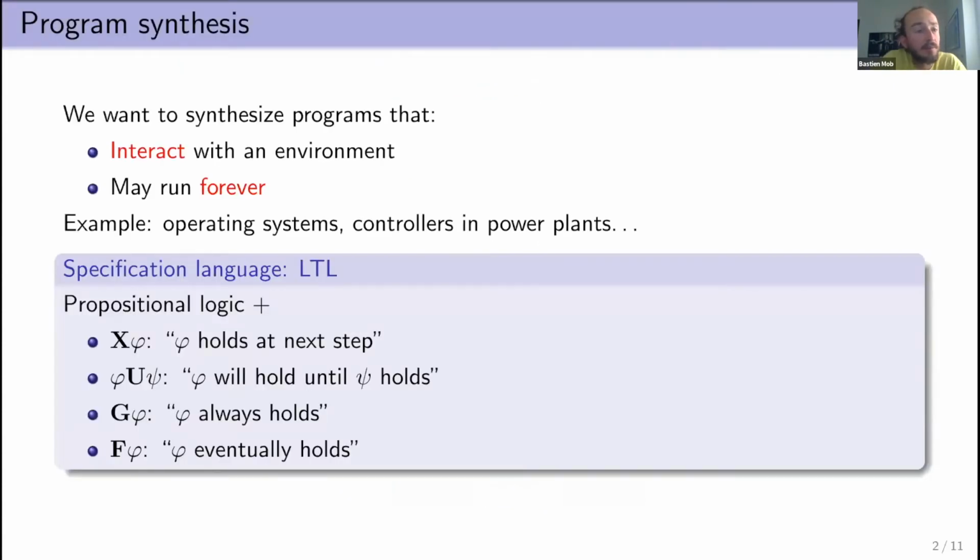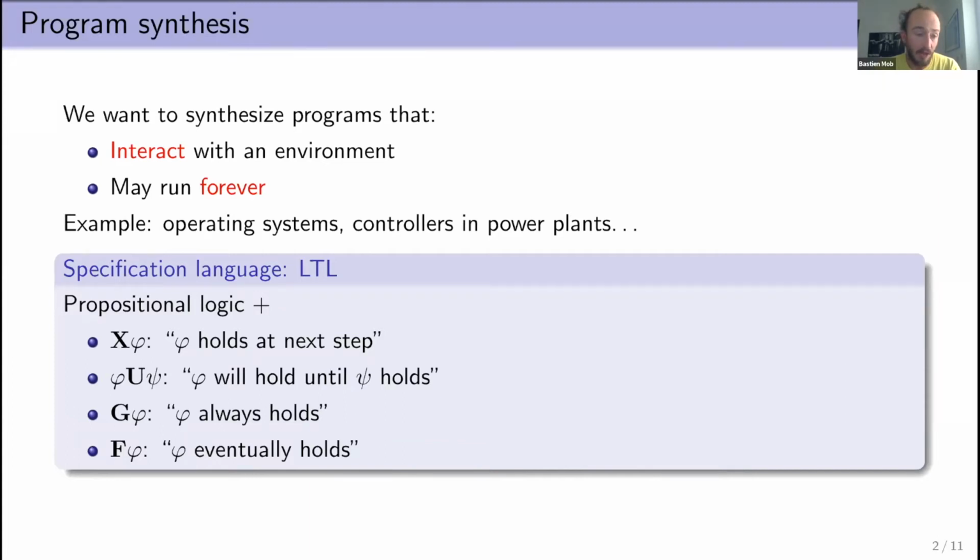First, what is the main area in which strategy logic comes into play? It's mostly in program synthesis. And so the purpose is to synthesize programs of a certain kind that interact with an environment or with other components of a system, and that may run forever. For instance, classic examples are operating systems or controllers in power plants.